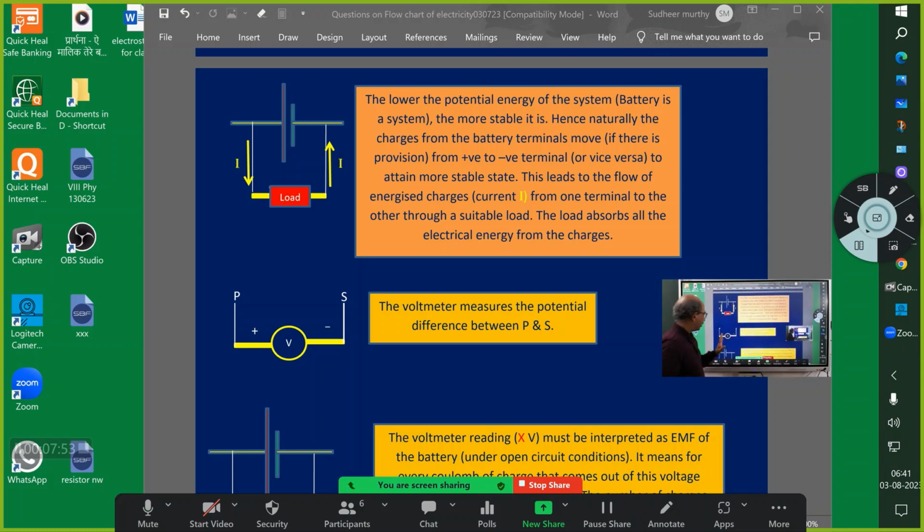Okay. Right. Now look at this. What is a voltmeter? A voltmeter measures the potential difference between 2 points. Okay? The voltmeter will show if there is potential. If you hold it here, zero potential. Understood? Okay. So somewhere where there is potential difference, it will show the potential. Alright.